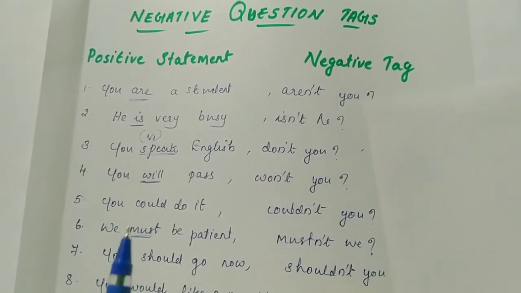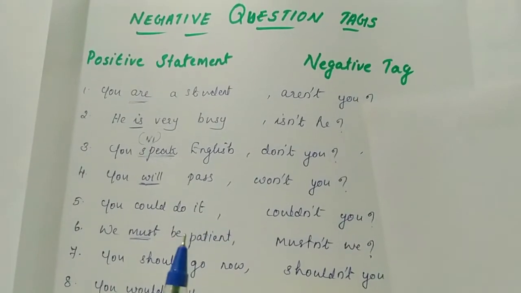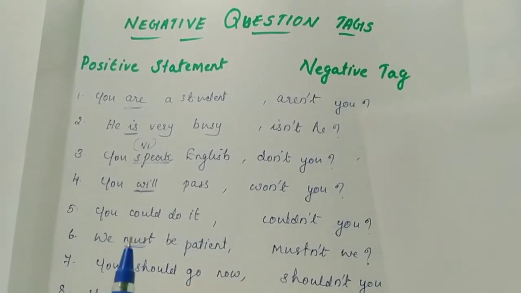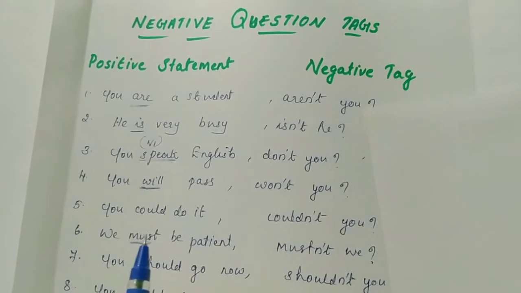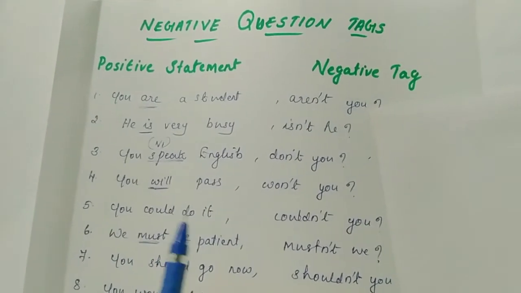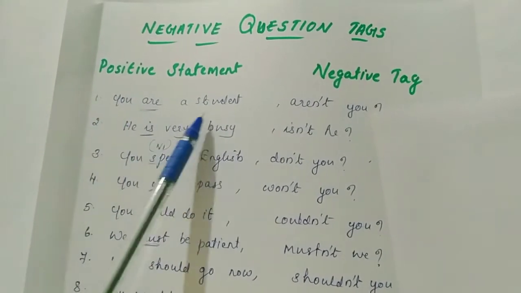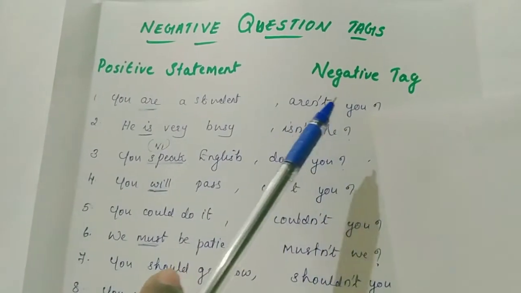The next topic is negative question tags. How to make negative question tags? In the beginning I told you, a positive statement will be having negative tags. Example: you are a student. Aren't you?